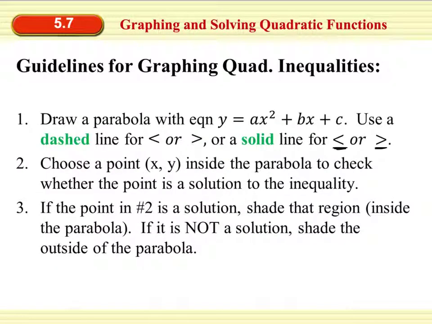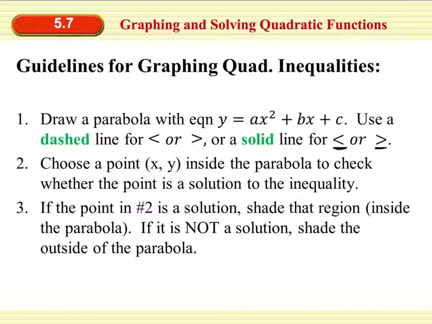We do have a few guidelines when we're graphing quadratic inequalities. The first thing we're going to do is draw our parabola, and it has to be in the form of y equals ax squared plus bx plus c. Once we know the shape of our graph and where it's going to fall, we're going to use a dashed line for inequalities that are less than or greater than. And we're going to use a solid line if we have an inequality that consists of a less than or equal to or a greater than or equal to.